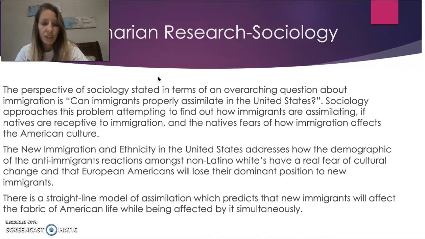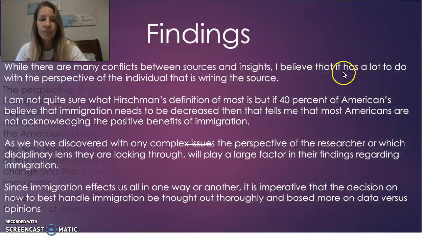The New Immigration and Ethnicity in the United States addresses the demographic of anti-immigrant reactions among non-Latino whites, who have a real fear of cultural change and that European Americans will lose their dominant position to new immigrants. There is a straight-line model of assimilation, which predicts that new immigrants will affect the fabric of American life while being affected by it simultaneously.